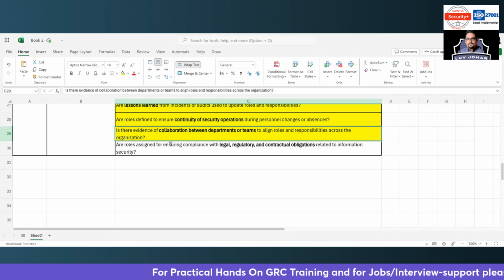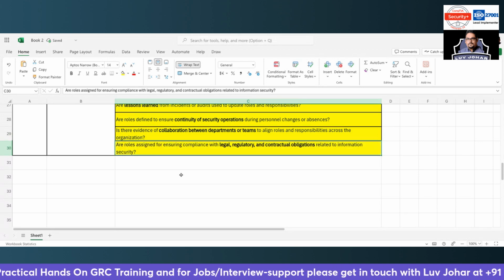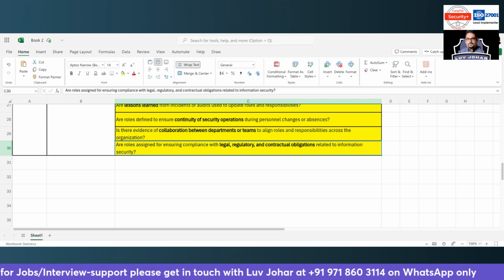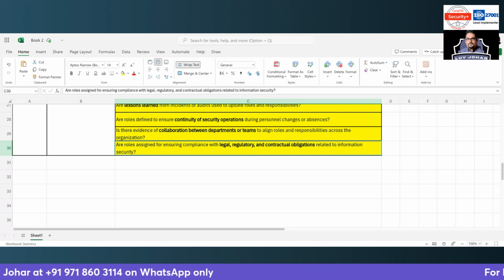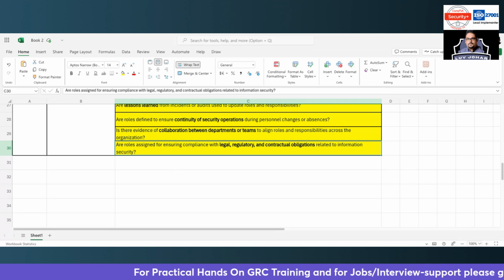And the last one is roles assigned for ensuring compliance with legal, regulatory, and contractual obligations related to information security. What we mean by this is, are there any roles assigned for ensuring compliance with the legal, regulatory, and contractual obligations related to information security? For example, is there a DPO role which has been assigned to take care of GDPR with the supervisory authorities?